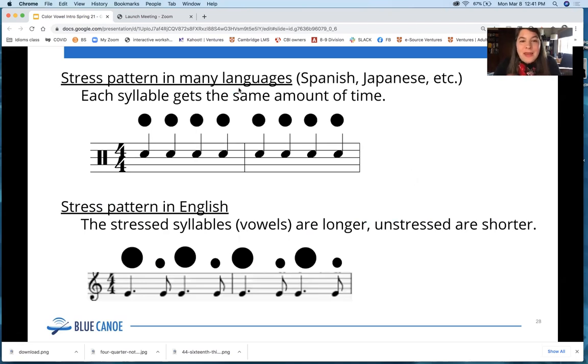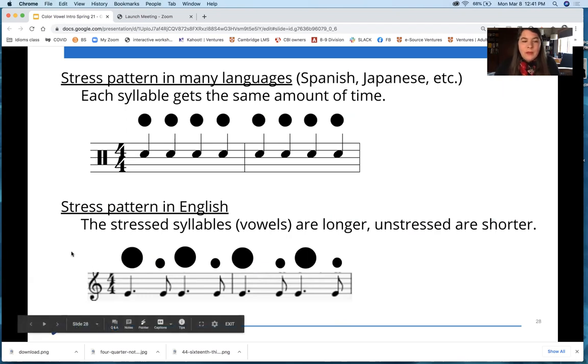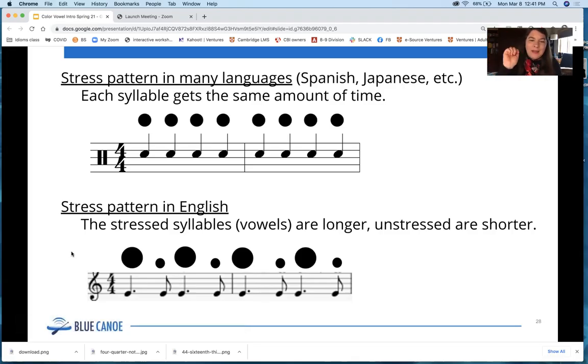Stress patterns in many languages, Spanish, Japanese, many others, give each syllable the same amount of time. If you can read music, many languages are like this: da da da da da da da da. The time is the same. In English, the stressed syllables, the vowels, are longer. Unstressed ones are shorter. This is the music of English down here: da da da da da da da, da da da da da da da.